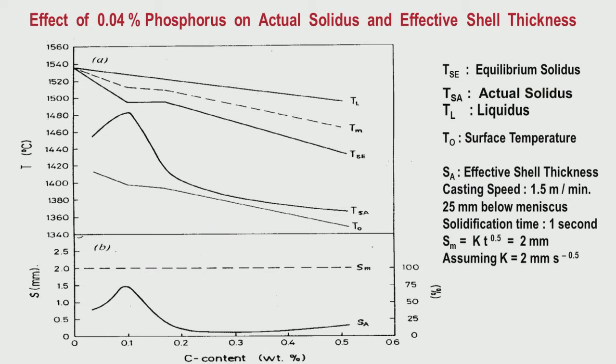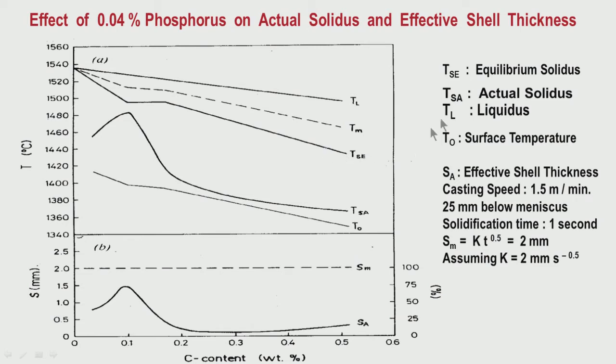Let us try to understand these figures. Now, all these have been calculated. So, these are calculated values and those have been plotted. TSC is the equilibrium solidus, TL is the liquidus. So, with carbon how does it change? It is basically from the iron carbon diagram. If you look at the iron carbon diagram, you can see how the liquidus temperature and the solidus temperature will change.